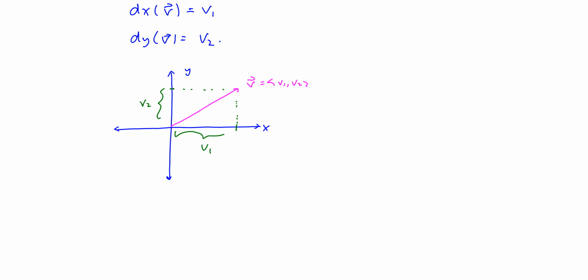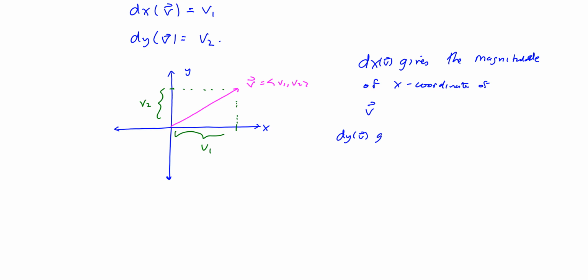So what these differentials are actually giving us is dx of v gives the magnitude of the x-coordinate of v. And similarly, dy of v gives the magnitude of the y-coordinate of v. So that's what these things are doing geometrically. And of course, if we had three dimensions, we'd just have one more. We'd have dz, and that would give the z-coordinate as well.